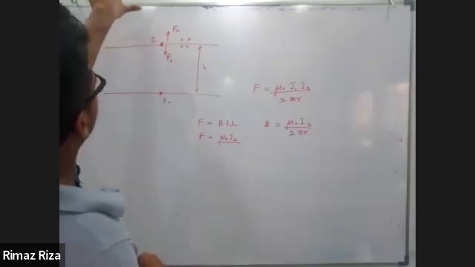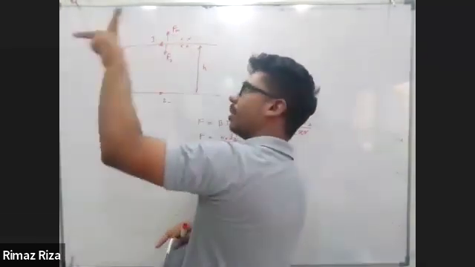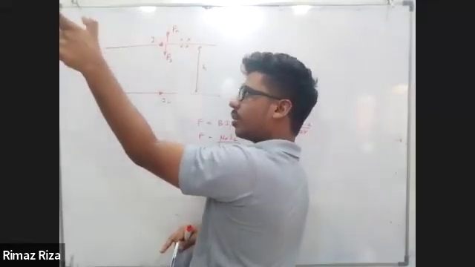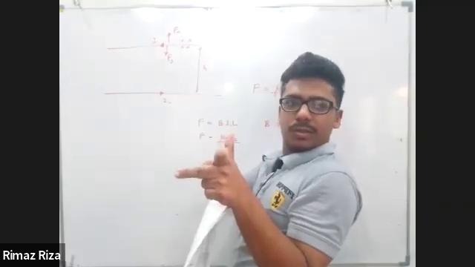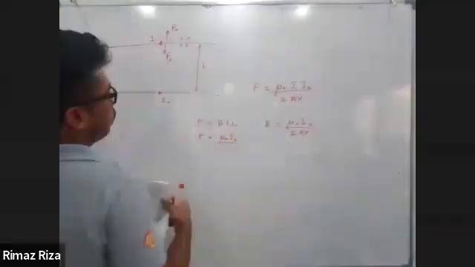Current, magnetic field, force. So the current, magnetic field, and the force upwards. Current this, magnetic field this, force this. Okay. So you get the force.